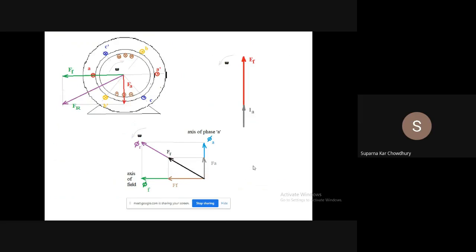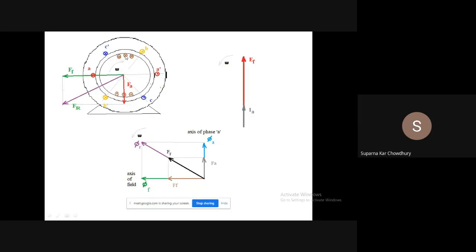So next is how to develop the phasor diagram. Now we have seen the cylindrical rotor machine. Instead of a distributed winding, I have drawn a concentric winding just for simplicity. Basically, we will have distributed winding. So we have this three-phase winding, and we have the field.